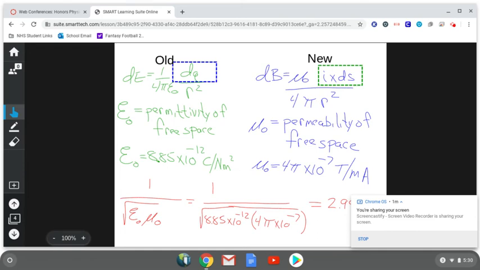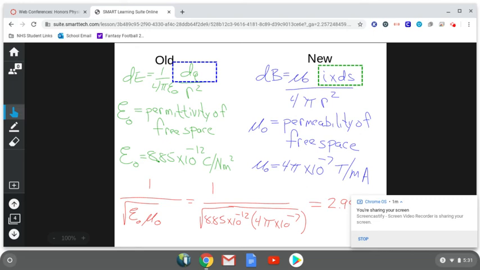If we go on to another page, this is a picture sort of comparing and contrasting Gauss's law with the Biot-Savart law. If you look on the left side, what's in green is that whole dE equation. It's 1 over 4 pi epsilon naught, which is just a constant, and then dq, which is that little amount of charge, divided by the radius squared.